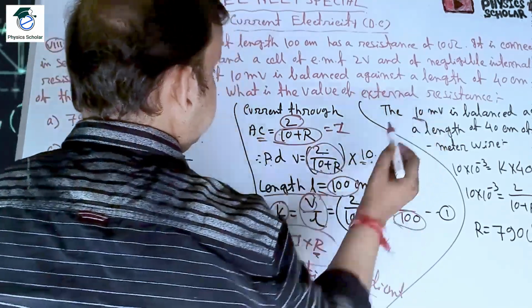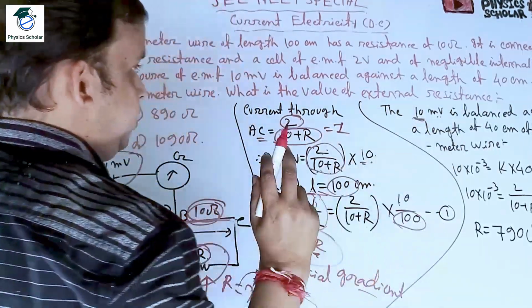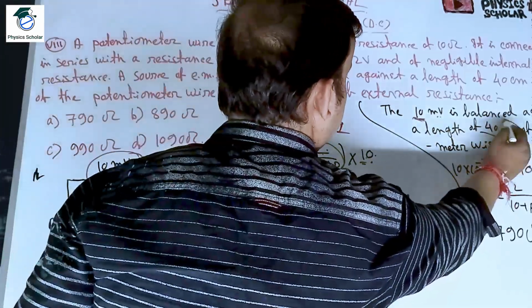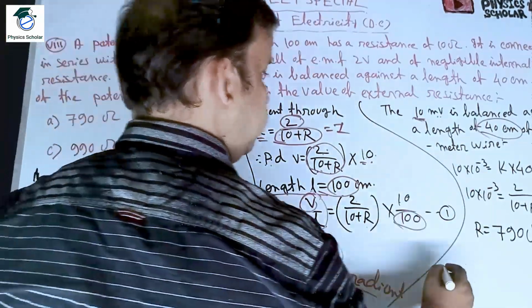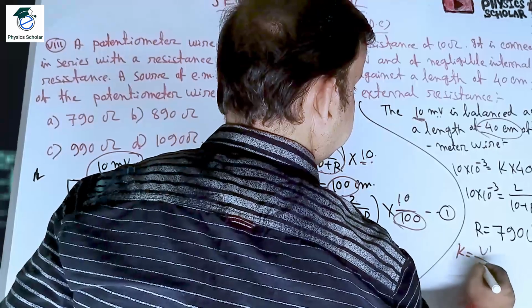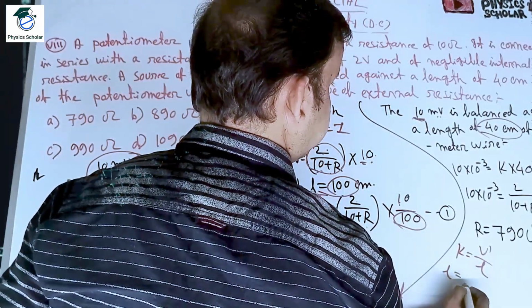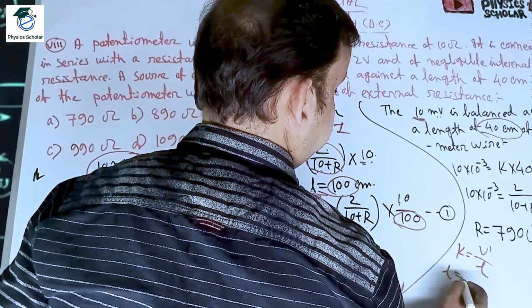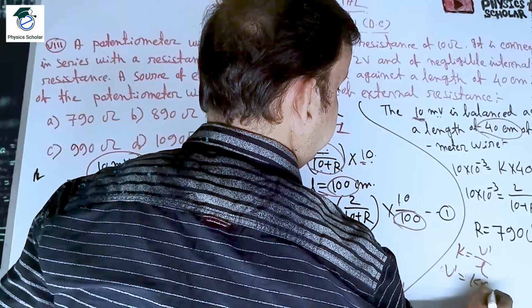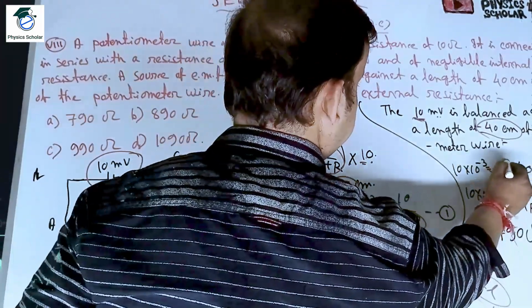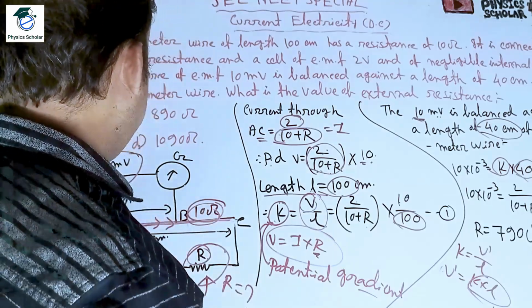Now to get the balance condition, it is connected to the 10 millivolt battery. And the length of the wire is 40 centimeter. So what we know? We know K is equal to V dash by L. So now V dash is equal to K into L. K means the potential gradient, into L, the length of the balance point, that is 40.